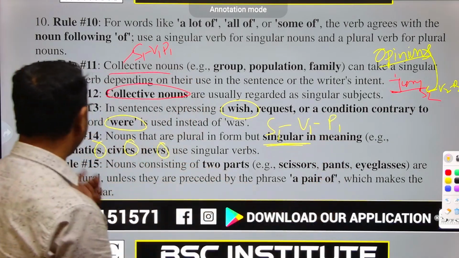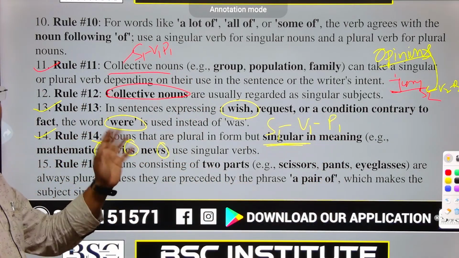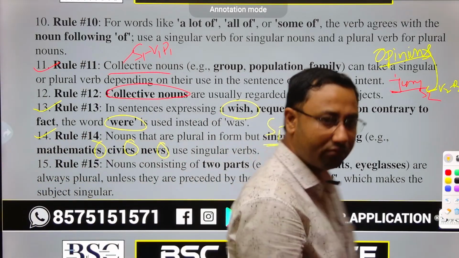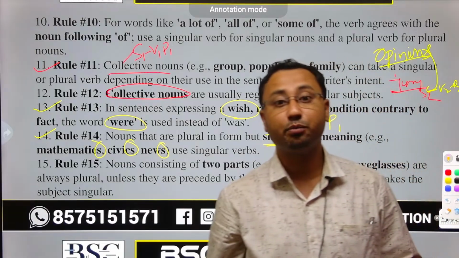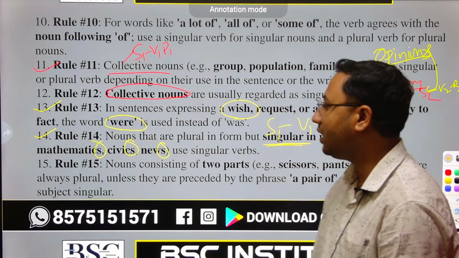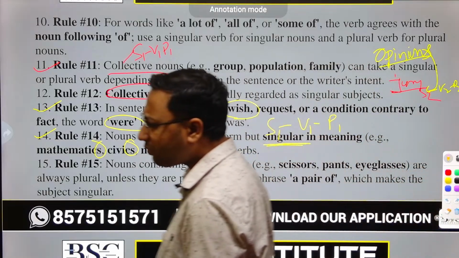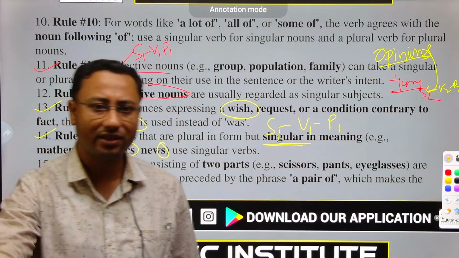Now for example, mathematics, civics, news, these are not plural. There are many other words too. For example, statistics, politics. So you have to understand these words very well. In our question paper, they will give a number of examples.